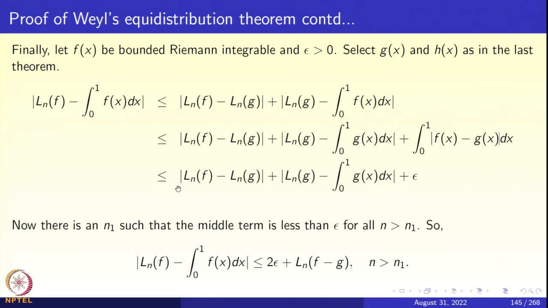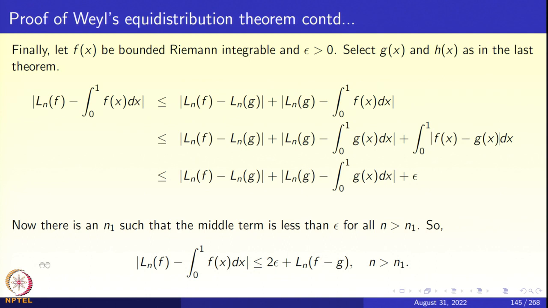Now that will be less than or equal to mod ln f minus ln g plus mod ln g minus integral 0 to 1 g of x dx plus this last piece, which is going to be less than epsilon, because the integral of h of x minus g of x itself is less than epsilon, and f minus g is non-negative and less than h minus g. So the larger piece itself is less than epsilon. So this last piece will be less than epsilon.